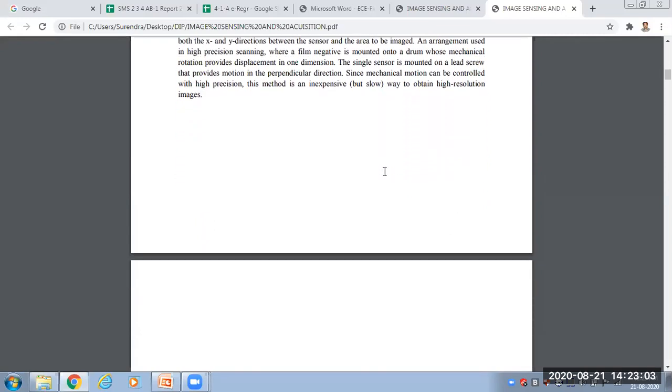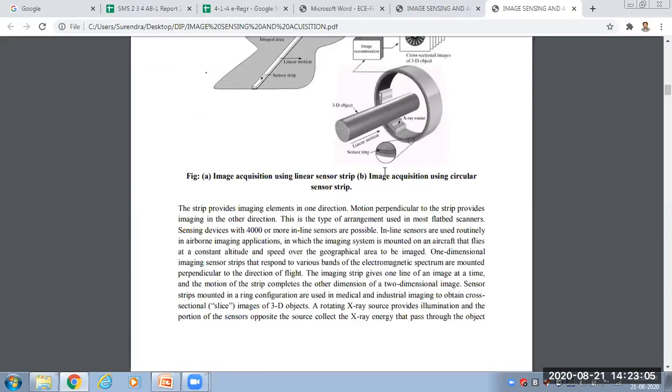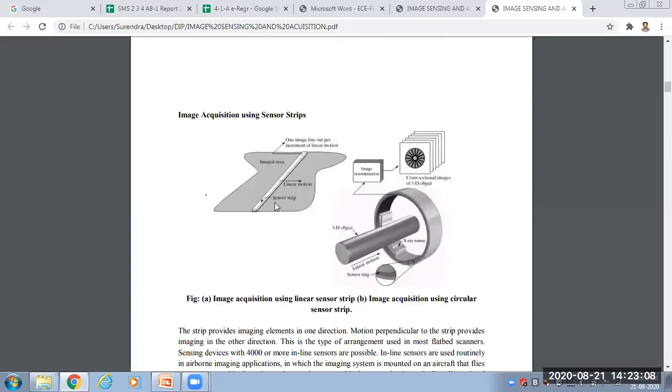Like these single sensors, there are multiple sensors. Image acquisition using a sensor strip. So there is a strip. Have you observed, all of you? This black area is the image area. If you want to capture this entire image, your strip is moving left to right, a linear motion like this. While your strip is moving left to right, your image lines can be captured or scanned with the help of your strip. And your internal strip structure is like this.